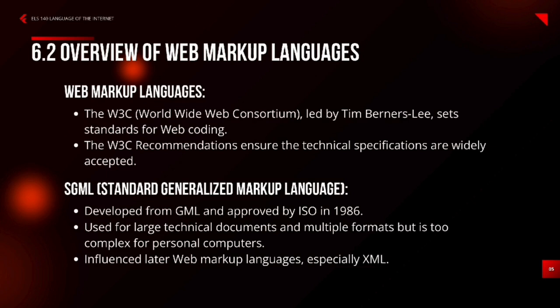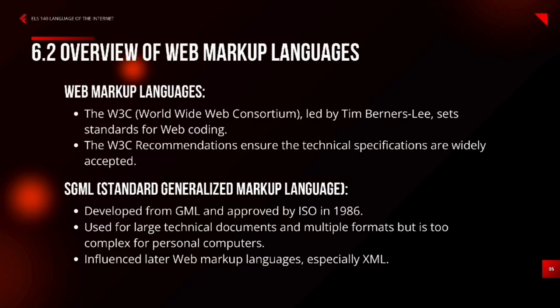Now, the Standardized Generalized Markup Language, or SGML, was developed from an earlier system called GML, Generalized Markup Language. It was approved as an international standard by the ISO, or International Organization for Standardization, in 1986. SGML was designed for creating large, complex technical documents like manual books that could work across different formats. But when it comes to the limitations, it was too complex to be used easily on personal computers and for everyday web use.